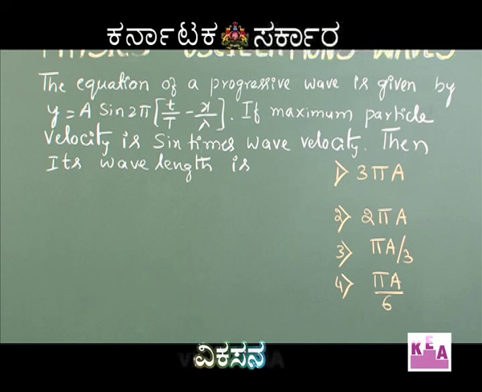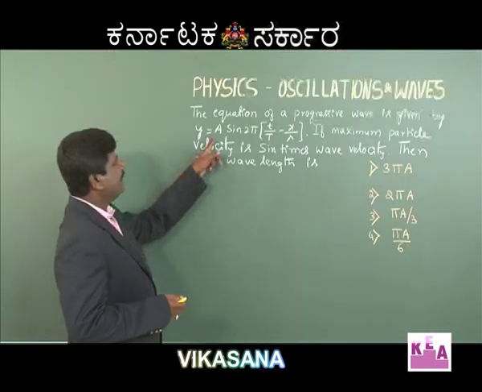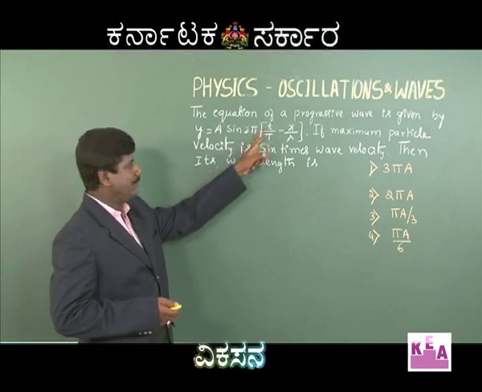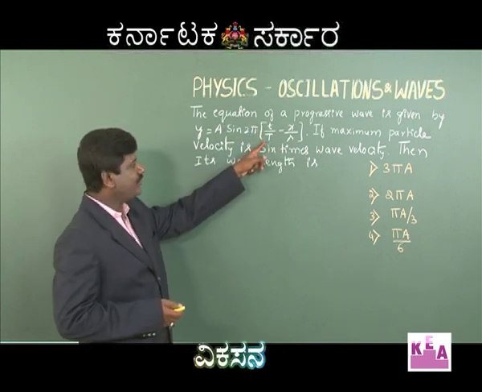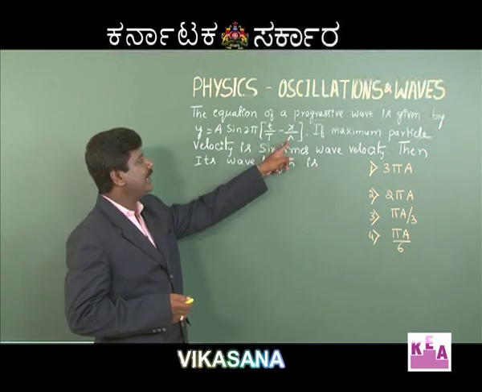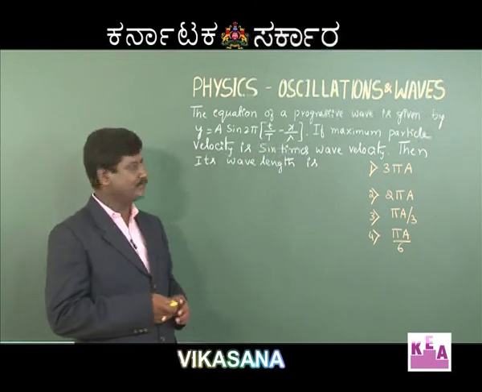So y means the displacement of the vibrating particle, a is the amplitude of the wave. So small t is time, capital T is the period of oscillation, x is the position of the particle, and lambda is the wavelength.